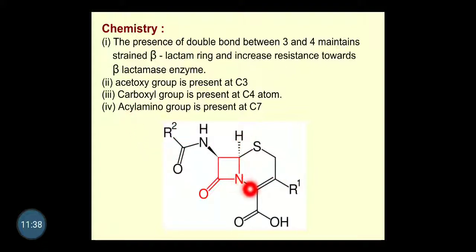Next, the presence of an acetoxy group at the 3rd position, that is R1, indicates the presence of the acetoxy group. There is a carboxylic acid group at the 4th position. In the case of penicillin it was 3, now it becomes the 4 position, the carboxylic acid group in cephalosporin types of antibiotics, and the amino acyl side chain is at the 7th position.